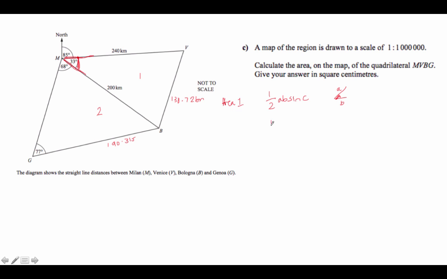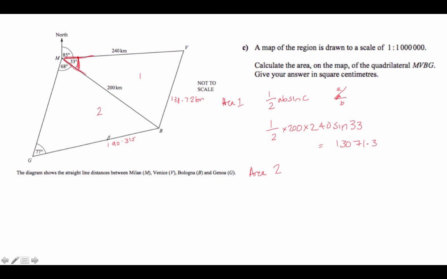So for triangle 1, we're going to say a half times 200 times 240 sine, and then the angle in between is 33 degrees. So if you did that on a calculator, I think it comes out as 13071.3. Okay, and then same again, but this time for triangle 2. So the area of triangle 2.